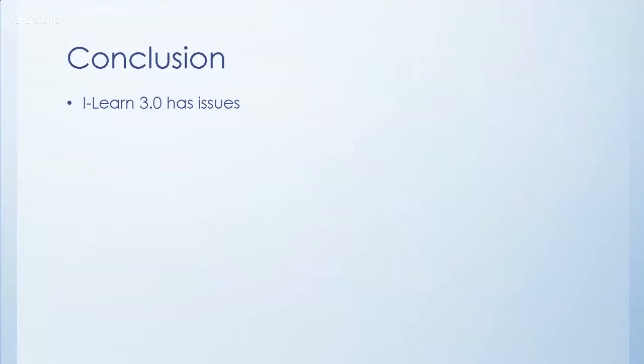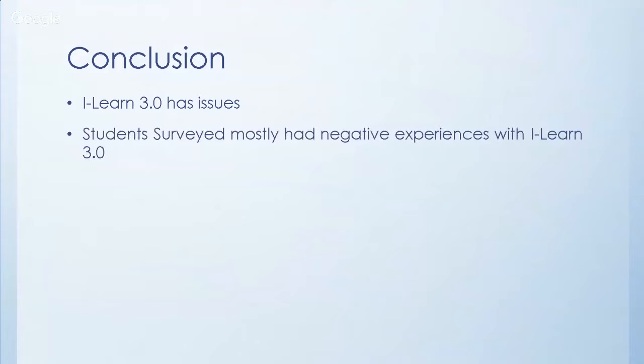So in conclusion, iLearn 3.0 has issues. It works good, but it needs to be better. Most students surveyed said they had negative experience with iLearn 3.0. The authors even had personal experiences. Me, myself, I've missed several assignments because I didn't know when it was due. I read the material and had to go do something else and came back and missed the assignment because I forgot it was there and it didn't show up anywhere else, only in that reading.